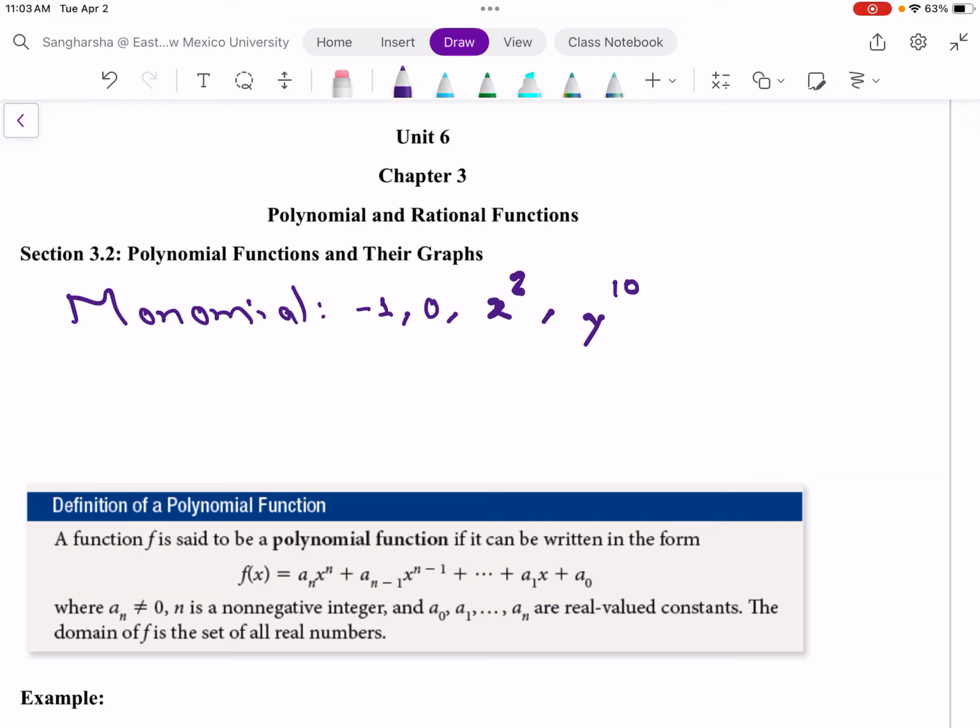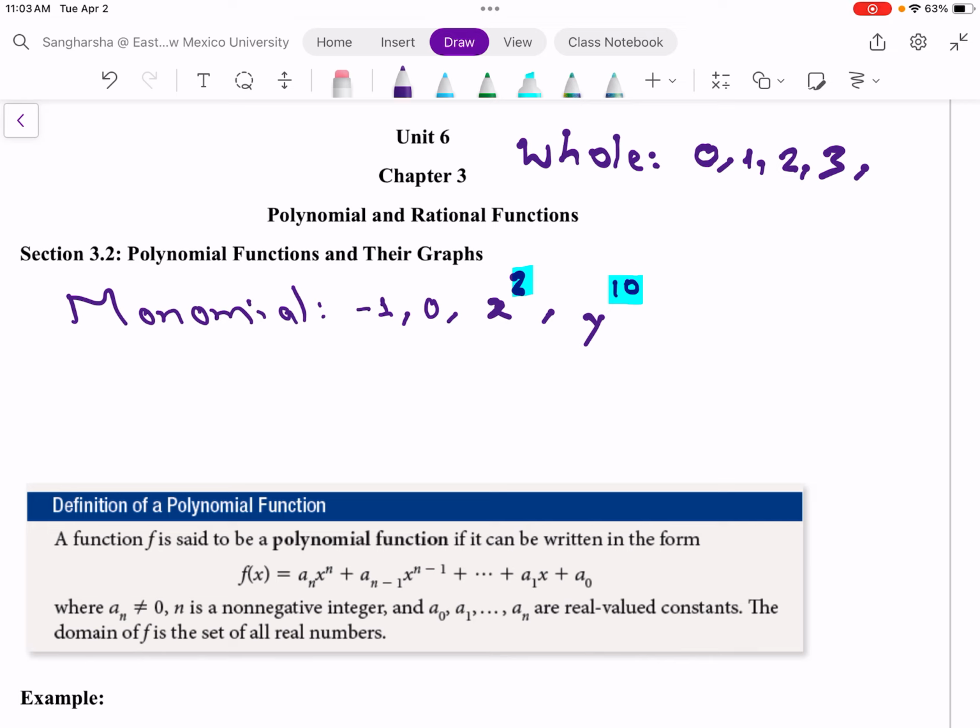Okay, a monomial can be any real number. A monomial can be any variable with a whole number exponent. The exponent has to be a whole number. This is the exponent or the power. It has to be a whole number. Whole number means it's 0 and all counting numbers, right? The 0, 1, 2, 3. So these are whole numbers. If the exponents are 0, 1, 2, 3, 4, 5, then we take that as a monomial.